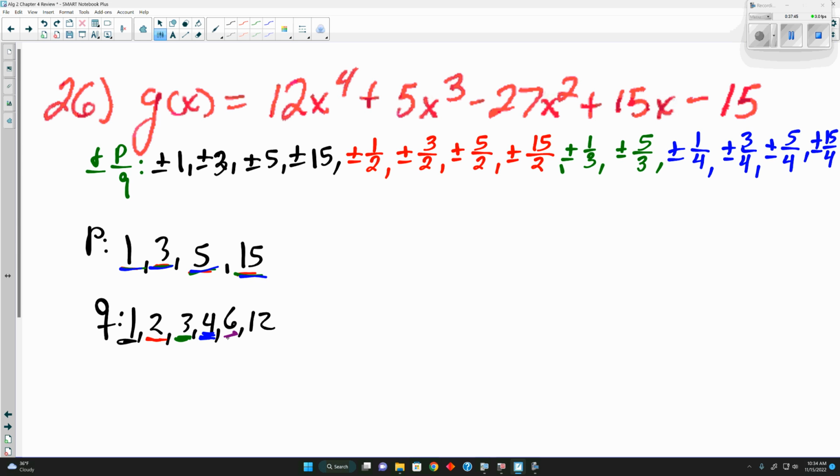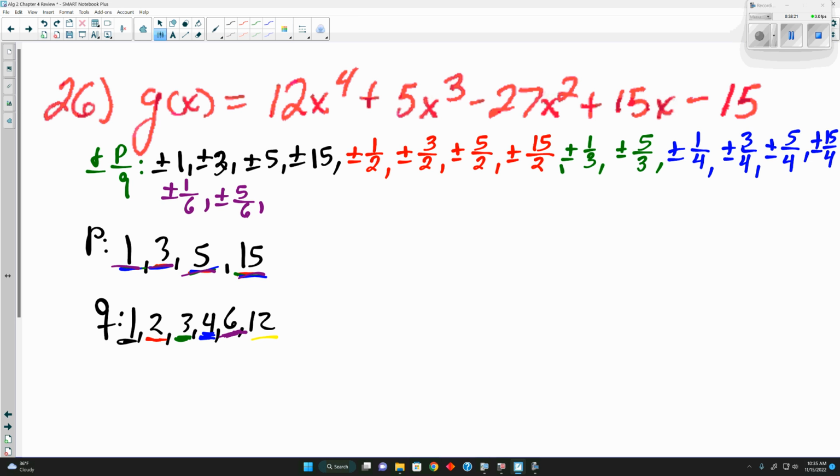Then we can move on to 6. 1 divided by 6 is going to be plus or minus 1/6. 3 divided by 6 is 1/2, because you can plug these in a calculator, 3 over 6, and see what we get. 1/2, we already have it. 5 divided by 6 is just going to be 5/6. And lastly, 15 divided by 6 is 5/2. We have it, so we don't have to list it again.